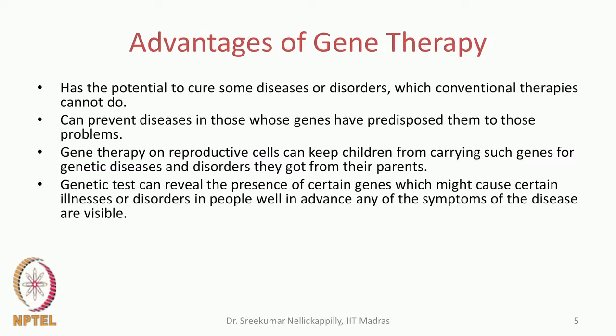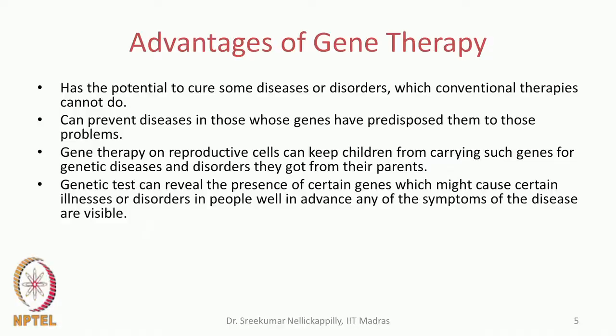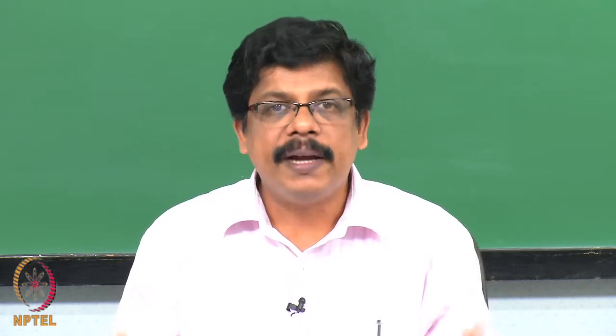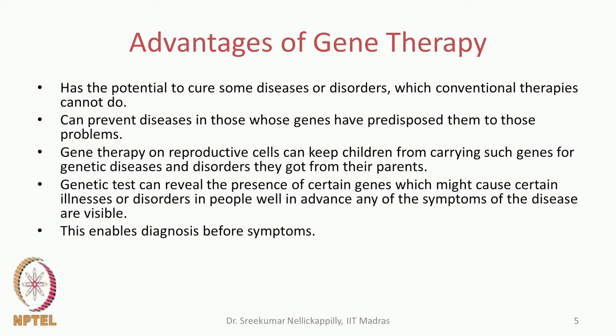Genetic tests can reveal the presence of certain genes which might cause certain illnesses or disorders in people, well in advance, before any symptoms of the disease are visible, much before the so-called patient starts having troubles from the disease. The presence of the disease can be identified and physicians can start treatment for that. This enables diagnosis before symptoms. That is the greatest advantage of these new technologies. For that we of course have to have genetic scanning or genetic testing, for which we have facilities today, or we may need more and more facilities for tomorrow's generation.